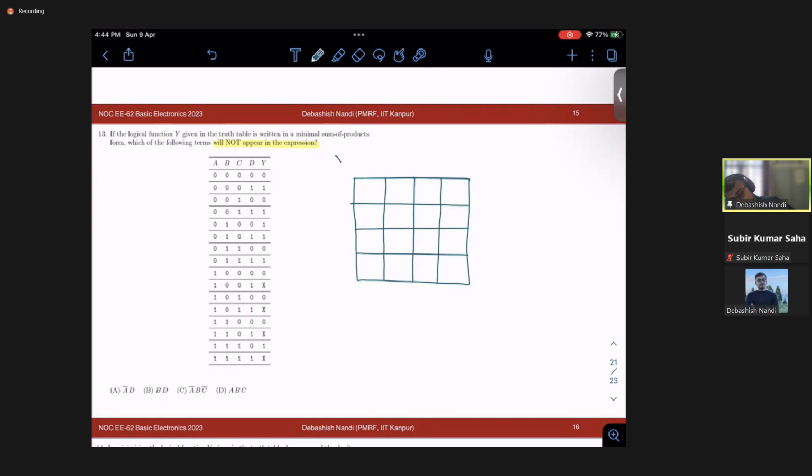Okay, so we have four inputs: A, B, C, D. 0 0, 0 1, 1 0, 1 1, 0 0, 0 1, 1 0, 1 1. Then we have 0 1 0 1, 0 1 1 1, 0 1 1 1. Then 0, don't care, 0, don't care, 0, don't care, 0, don't care. Then 0, don't care, 1, don't care, 0, don't care, 1, don't care.